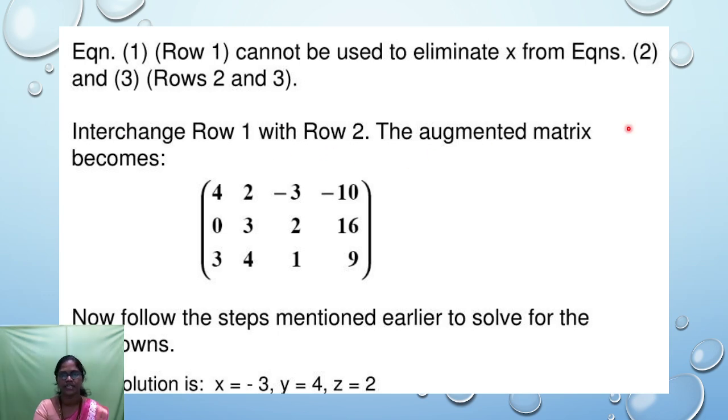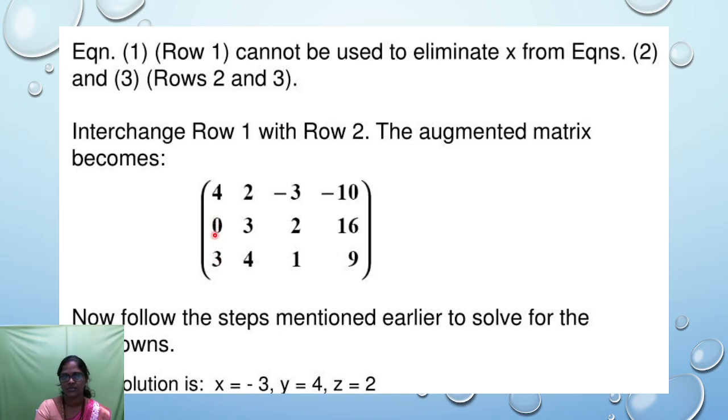So the augmented matrix is 4, 2, -3, -10; 0, 3, 2, 16. Okay, in the third equation, 3, 4, 1, 9. Now we are going to follow the steps for the Gauss elimination method. What are the steps? First we need to write the augmented matrix, then we convert it into echelon form. Then by using back substitution we will evaluate the values of x, y and z. Okay, we have already discussed the method.